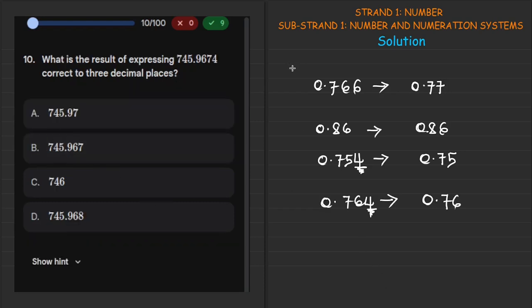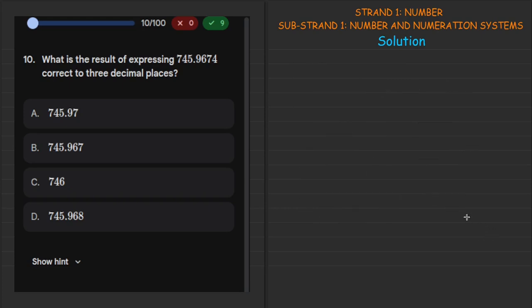Our next question says, what is the result of expressing this correct to 3 decimal places? So what are we correcting? That is 745.9674. We want to correct this to 3 decimal places. So to 3 decimal places, we know this is our first decimal place, this is our second, and this is our third. Now, if we want to end over here, then we need to consider the decider.